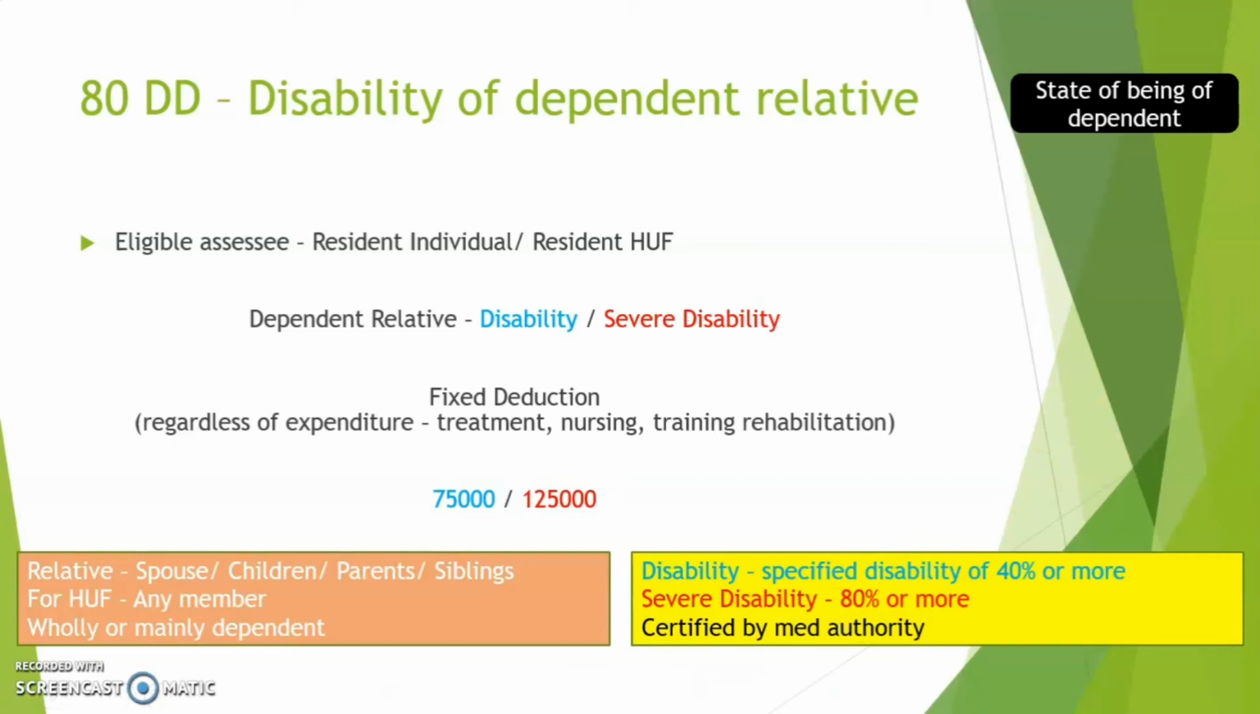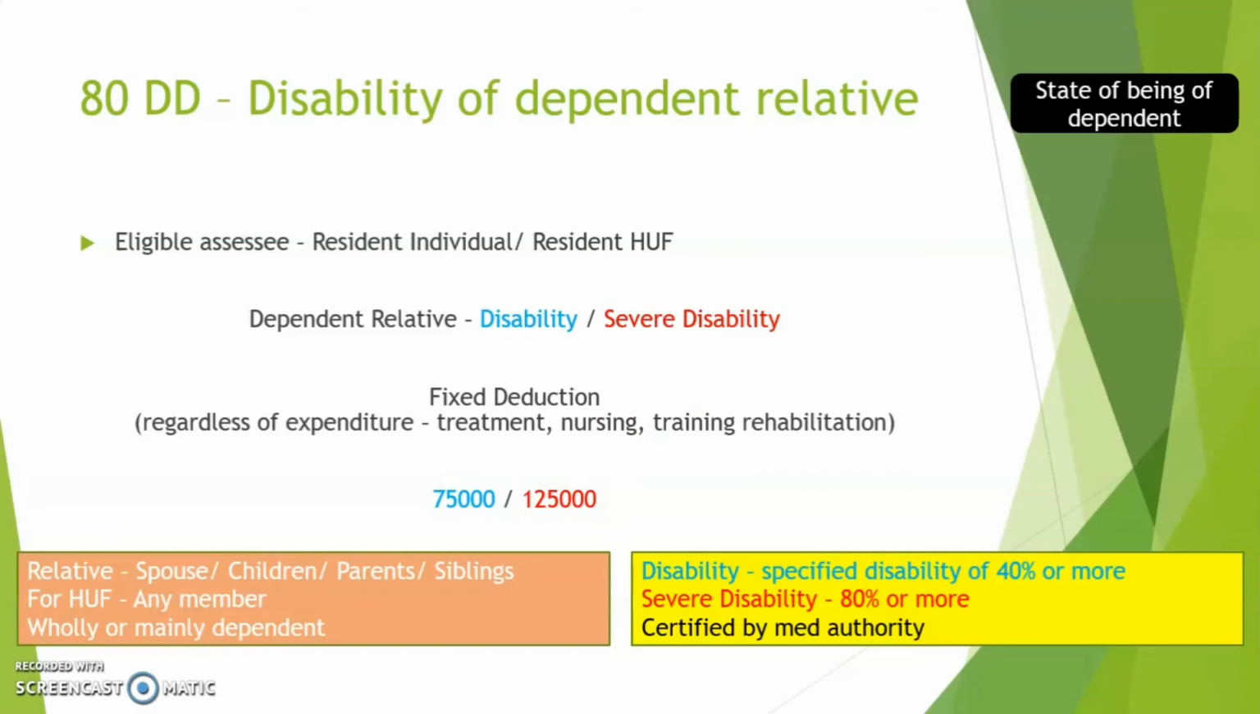Clear? So if the assessee has a relative who is disabled or severely disabled and it is certified by a medical authority, the assessee who is a resident individual or resident HUF can take a deduction of 75,000 or 1,25,000, as the case may be. Now that is 80DD, disabled dependent.